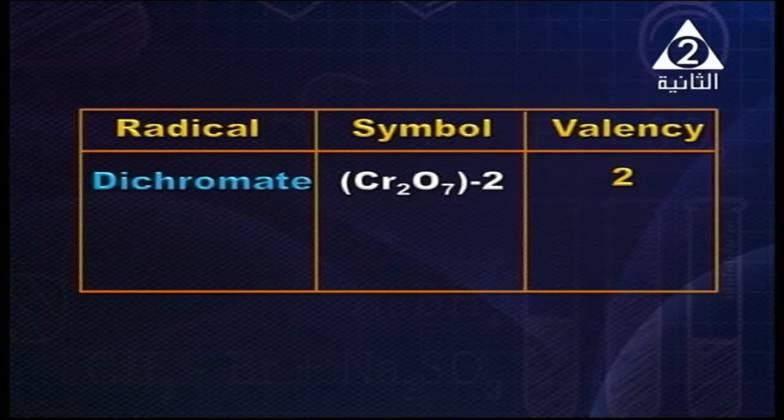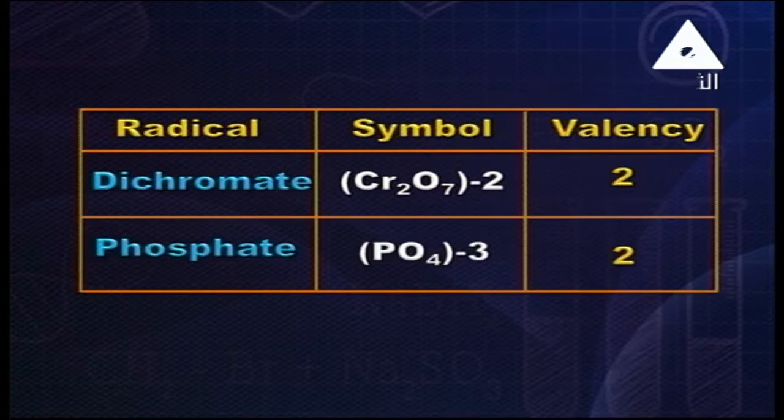You can say dichromate, valency 2, Cr2O7, negative 2. It means the special radical for divalent. You have phosphate, PO4, negative 3, valency 3.